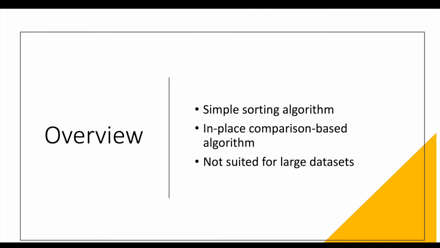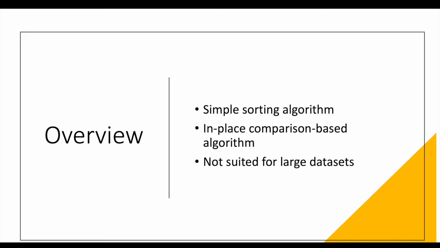So let's start with an overview of what selection sort is. Similar to bubble sort and insertion sort, this is also a very simple sorting algorithm. Again, not quite widely used for large data sets. It's suitable for smaller data sets only. Why? Because of the performance. The time complexity for selection sort is not quite good and it's not efficient for large data sets. That's why we use it for smaller data sets only. And it is in place because it doesn't require any extra space.